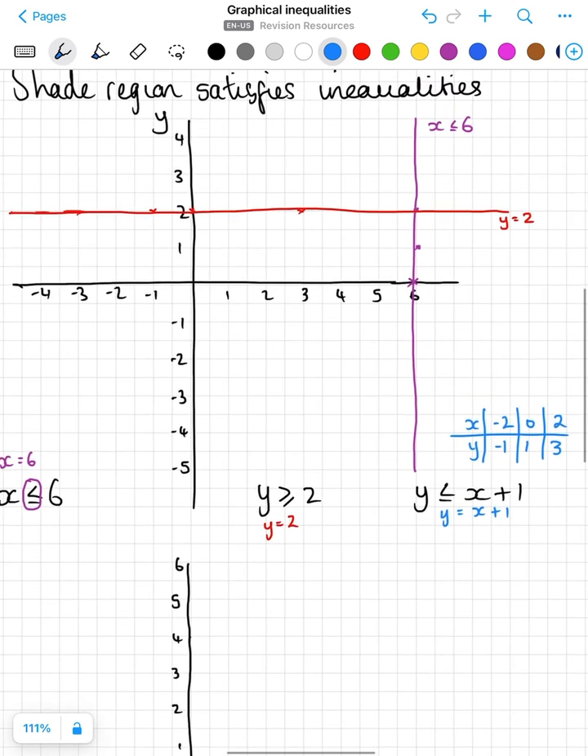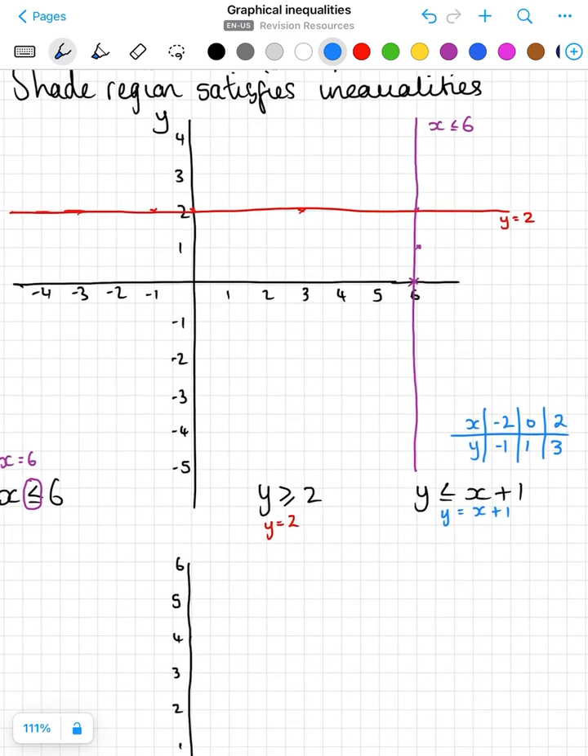And we plot those coordinates: (-2, -1), (0, 1), and (2, 3). And we join this up with a straight line and we continue it across the axes. And this blue line is y equals x plus 1.